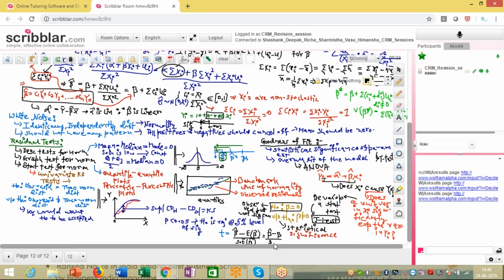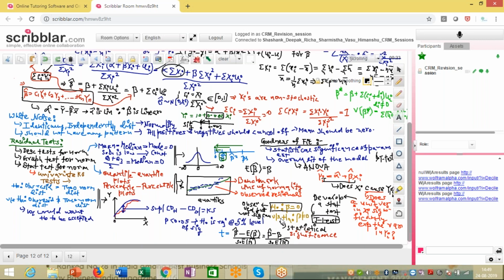What I am saying is that from the discussion in the last session, beta hat is an unbiased estimator for beta. Because beta hat is an unbiased estimator for beta, we have seen in the last session and also proved that the expected value of beta hat is equal to beta. So this expected value of beta hat becomes beta.